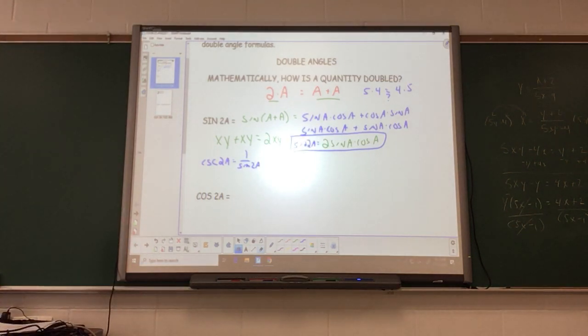And we could just refer to a reciprocal function. We have the cosecant of 2A would be 1 over sine of 2A. So it's just a reciprocal function.